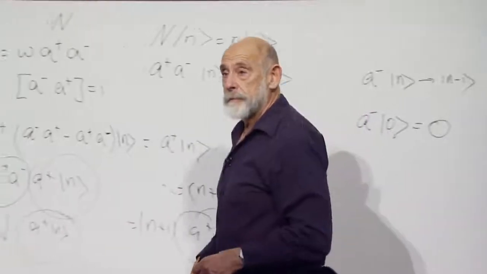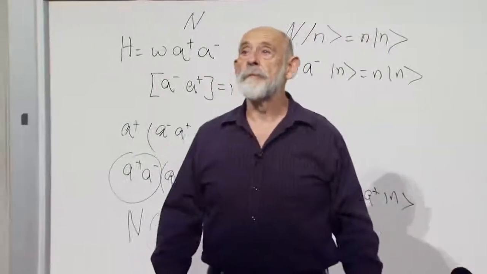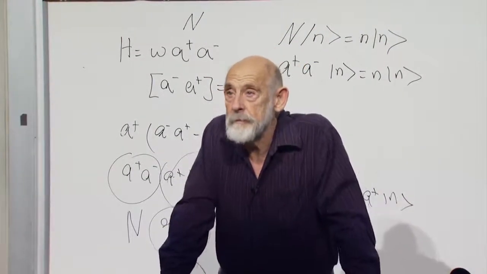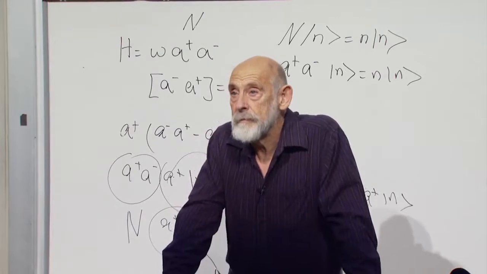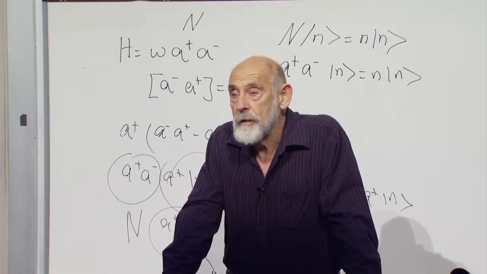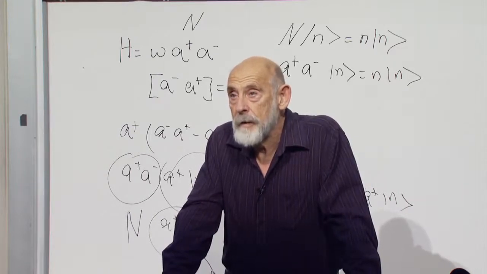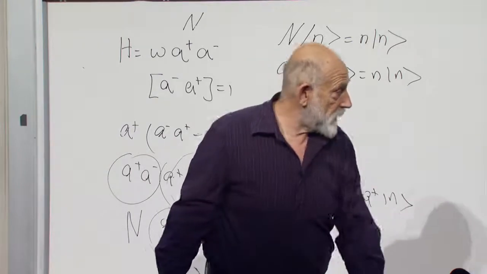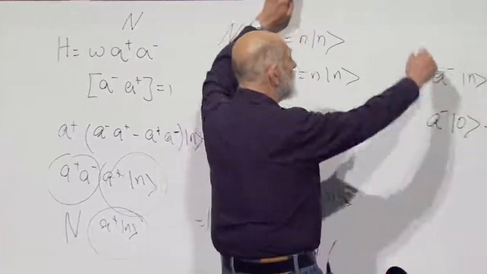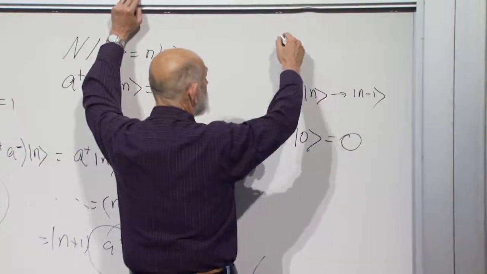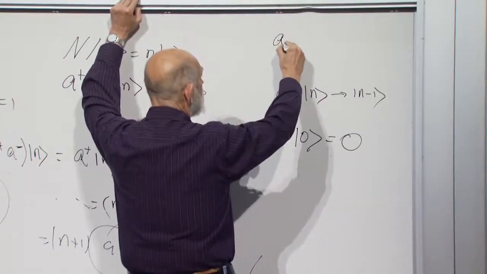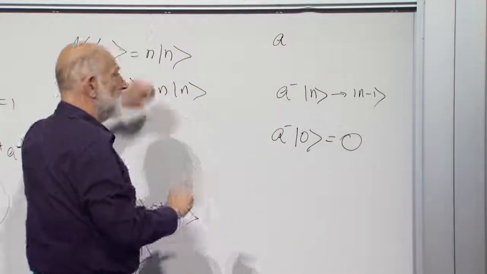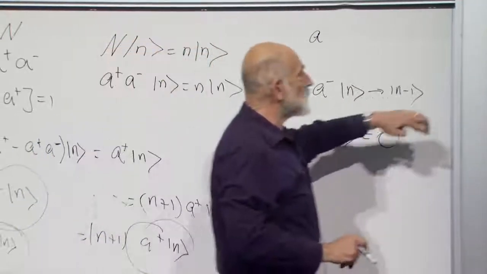Question. If we take n and then we apply a minus, we get to n minus 1, and then if we apply a plus to that, does that get back to n? Yeah. But then a plus a minus times n is n times n. Let's say it again. The eigenvalue of a plus a minus is n rather than 1. So if we're applying a minus and then a plus, is that 1 or n times?